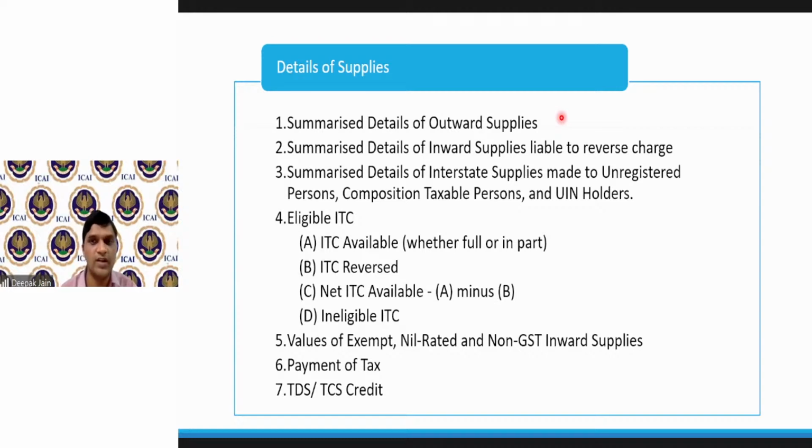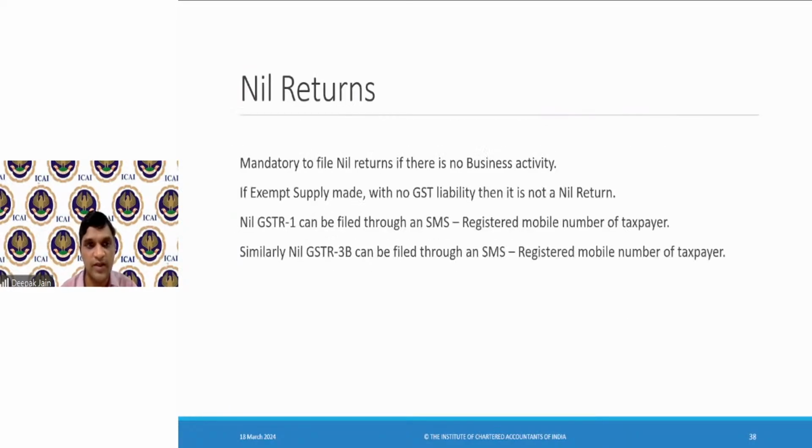Okay. So we understood the requirements of nil returns. Now this nil return can be filed through an SMS also, saying nil return, and there is a number which is given. So you just send a message and your return gets filed. That is also possible. Now this cannot be filed from anybody's mobile number. It has to be filed from the registered mobile number.